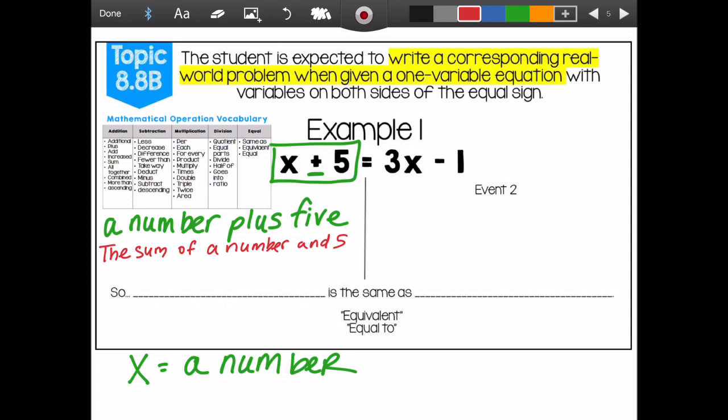Now let's move to the right side. So now we want to focus on expressing 3x minus 1 into words. Now, the 3 and the x, again, are held together by multiplication.